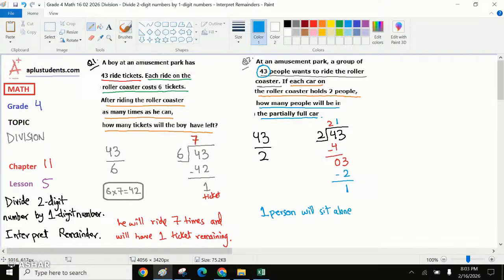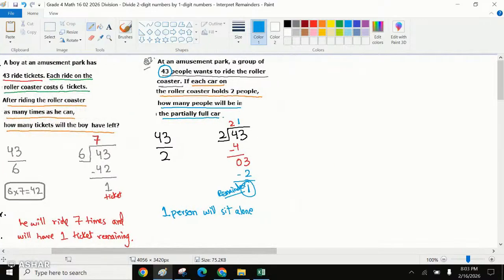So what we are trying to find is what is left at the end, the remainder. This was the remainder because the numbers are not perfectly divisible. Agreed? Okay, let's have a look at another example.